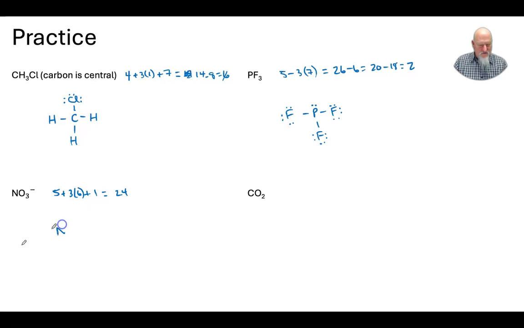Nitrogen central, N, put 3 oxygens around it, just like that. That used 6 electrons. So we have 18 left to put in there. The oxygens are going to get octets, so we're going to put lone pairs on all those. So 3 sets of lone pairs on each oxygen.